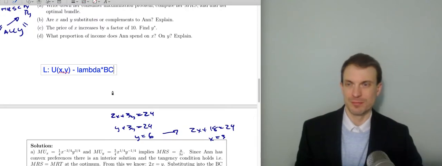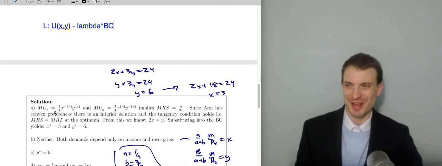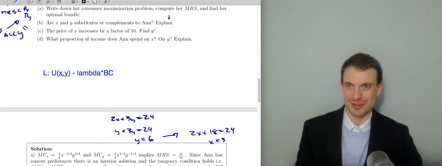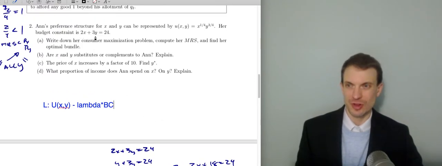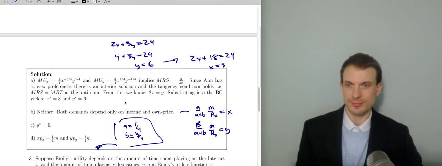Alternatively, you could just take the partial derivatives of the utility function with respect to x and with respect to y. Take their ratio, that's the marginal rate of substitution, and then set that equal to the price ratio. We know the price ratio, that's just the slope of the budget constraint. That's going to be px over py. Price of good x is 2, price of good y is 3, so our price ratio is 2/3.